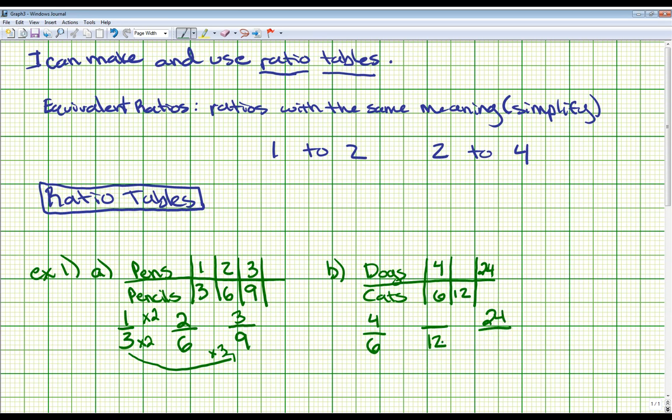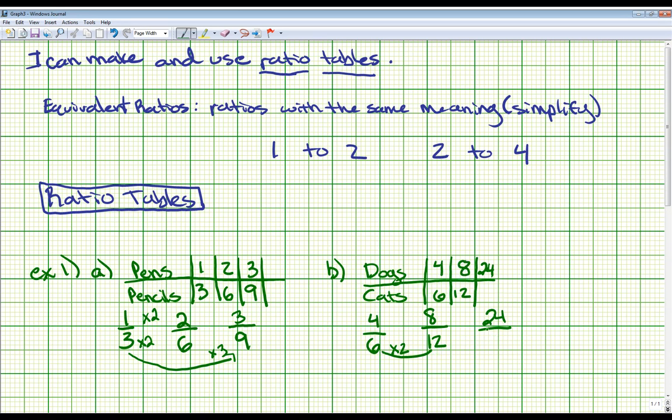So once again, we'll try and figure out these missing pieces by asking, okay, we've got a 6 here and a 12 here. So how do we get there? Well, 6 times 2 would get us to 12. So I'm going to do the same thing to the top. 4 times 2 would get us 8. So we have 8 dogs for every 12 cats. So our mystery box here would be an 8.